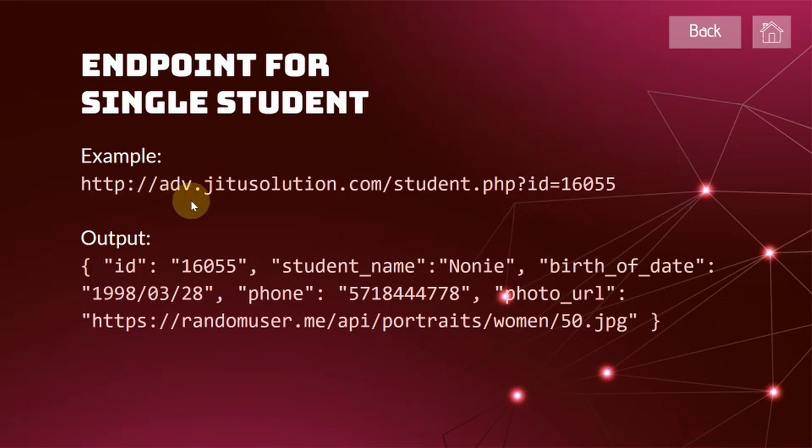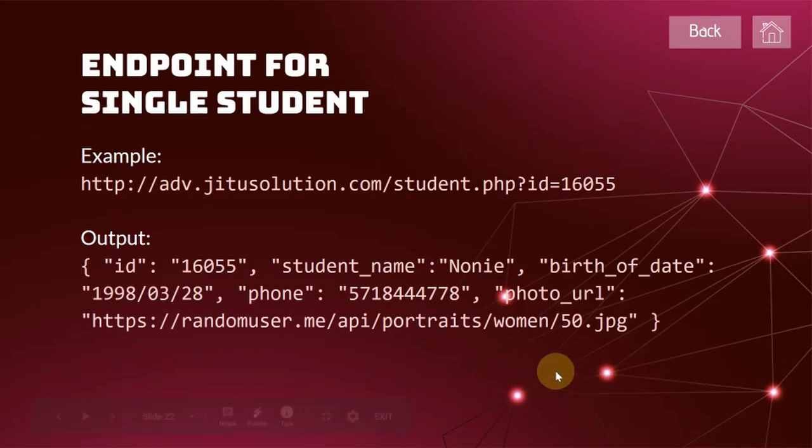So I have http://c2solution.com/student.php?id equals this number. It will return something like this. As you can see, this output is a JSON object, starting and wrapped with curly brackets. So this is a single object of student. And if you delete the ID from student.php, you get a lot of students, and it begins with a bracket and ends with a bracket, which means it's a JSON array instead of a JSON object.